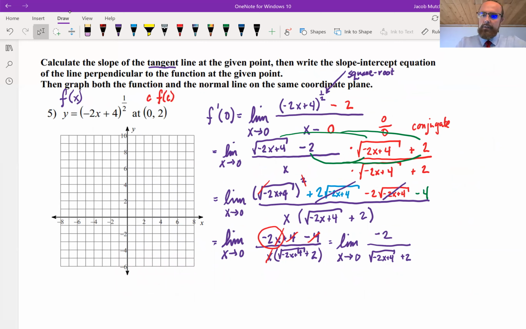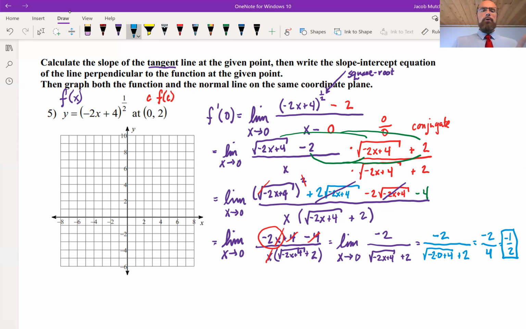So this is now equal to, I'm going to drop the limit notation and just substitute in 0 for x. So it's -2 over the square root of -2 times 0 plus 4, plus 2. And that becomes -2 over, this -2 times 0 under the square root becomes 0 plus 4. Square root of 4 is 2. 2 plus 2 is 4. And that reduces to -1/2. So I'll box that. Now I've got to interpret that.